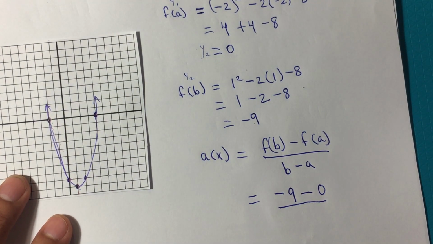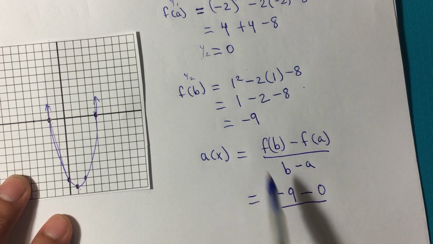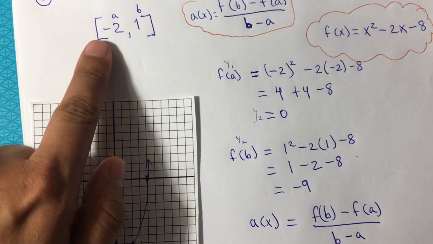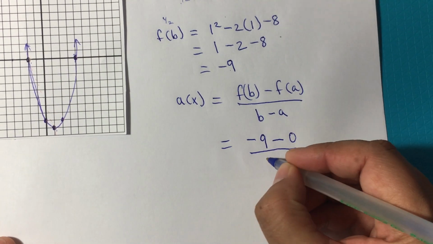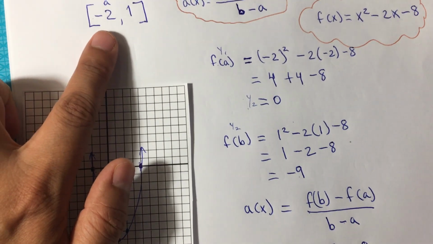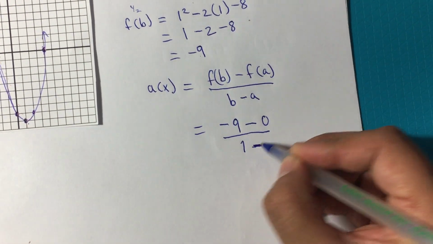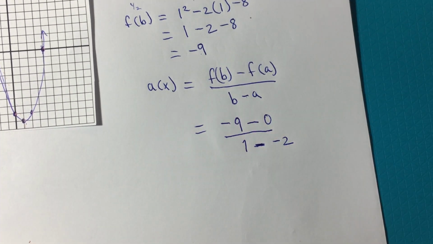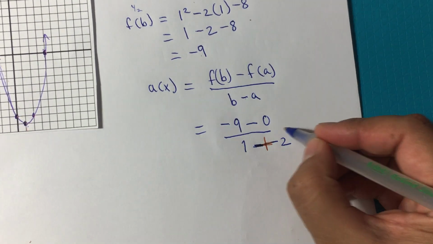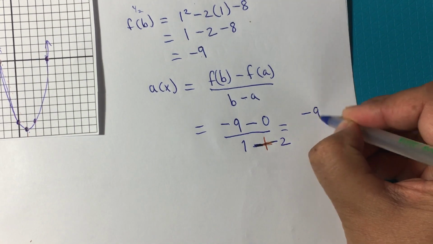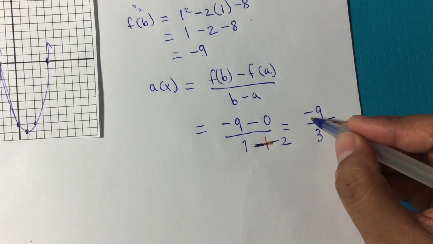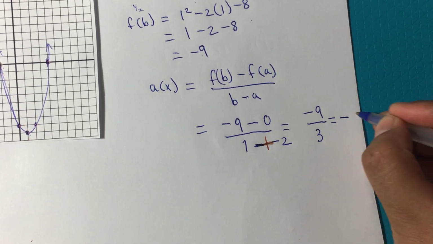Over, what is b? B is all the way over there. B is 1, a is -2. So b is 1 minus, from the formula, and then a is -2. So minus, from the formula, but then -2. Remember that when we have two negatives together, we have the big plus. And so -9 minus 0 is -9. 1 plus 2 equals 3. And -9 divided by 3 is -3.